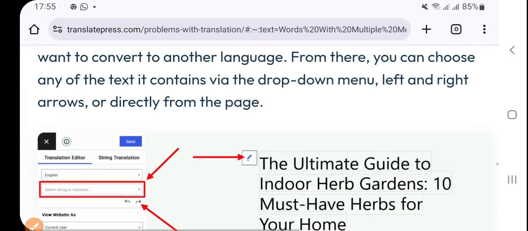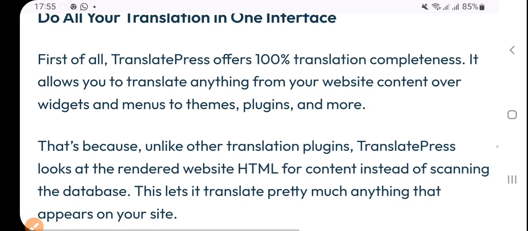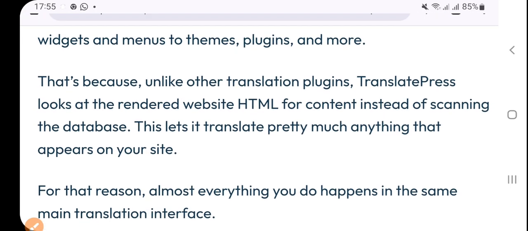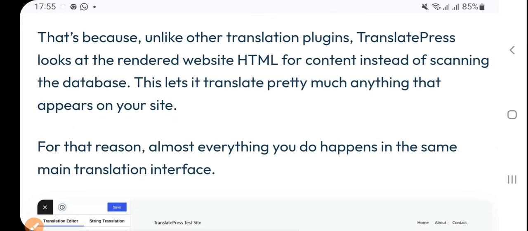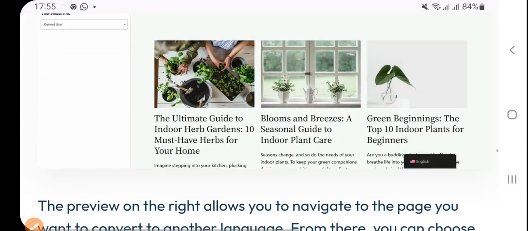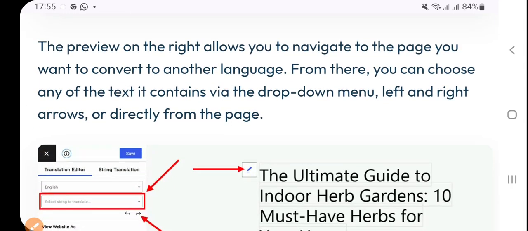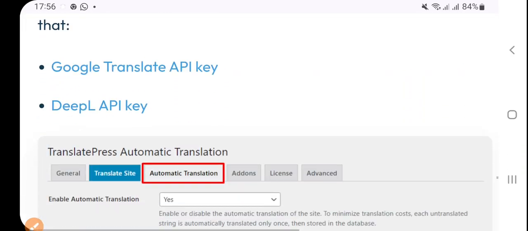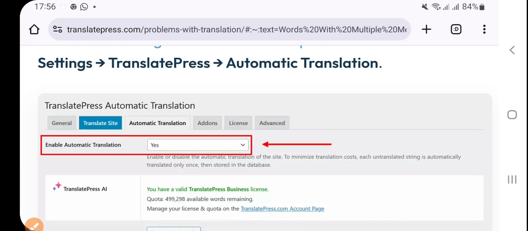So I will read for you from here. First of all, TranslatePress offers 100% translation completeness. It allows you to translate anything from your website content, widgets and menus, to themes, plugins, and more. That is because, unlike other translation plugins, TranslatePress looks at the rendered website HTML, right? And the preview on the right allows you to navigate to the page you want to convert to another language this way, right? So they are guiding you how to do it, so you can use their direction and get translated material.